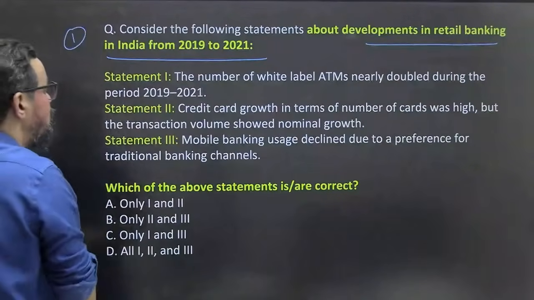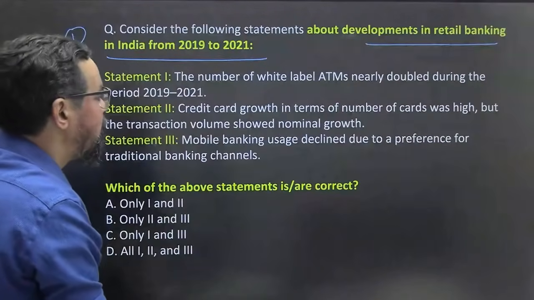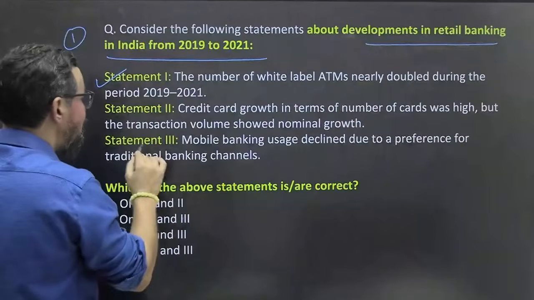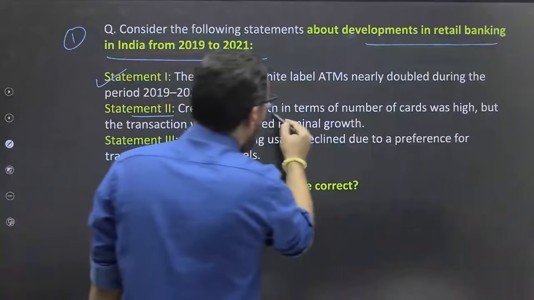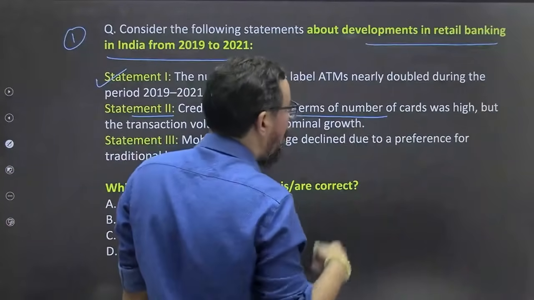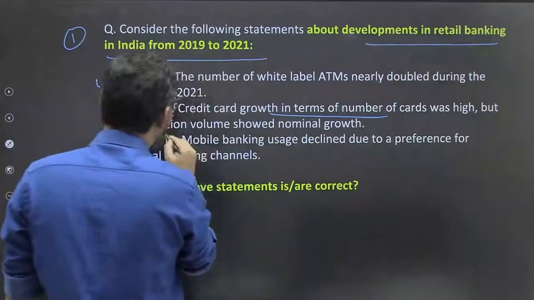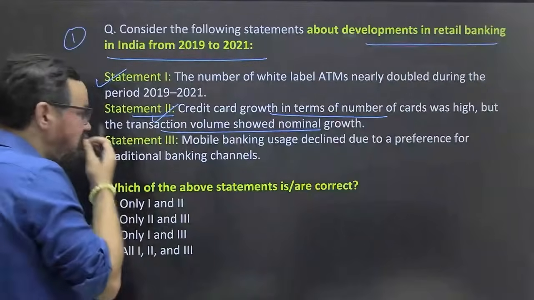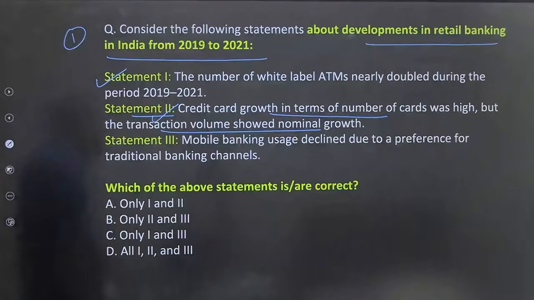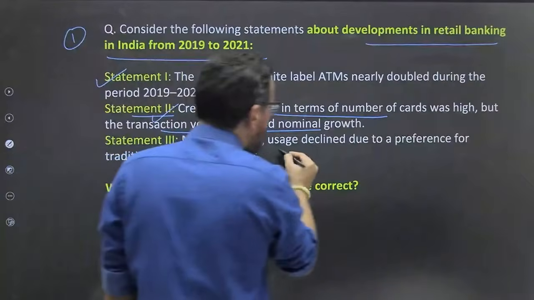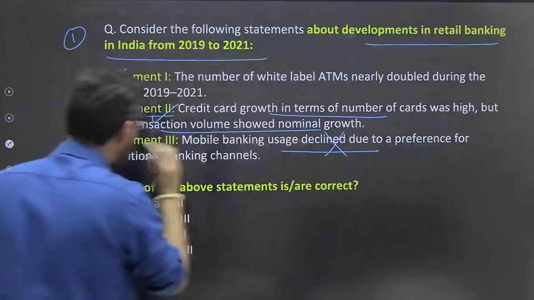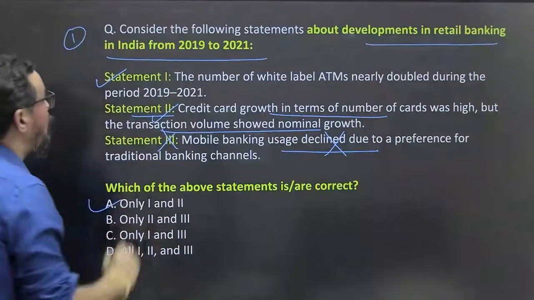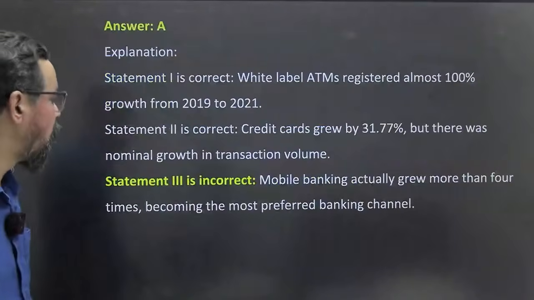Who will answer this question? The number of white label ATMs nearly doubled during this period. True. Statement 2: credit card growth in terms of number of cards was high, but the transaction volume growth is nominal or constant. Again, statement 2 is also correct. Statement 3: mobile banking usage declined. No, it is clearly stated, so this statement is wrong. So 1 and 2, that means option A will be the correct answer for this one.